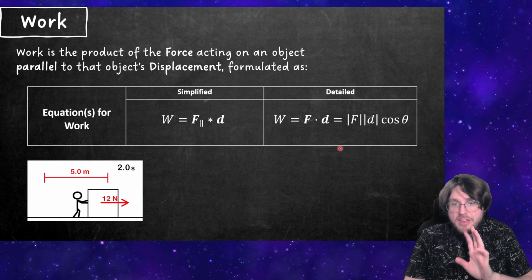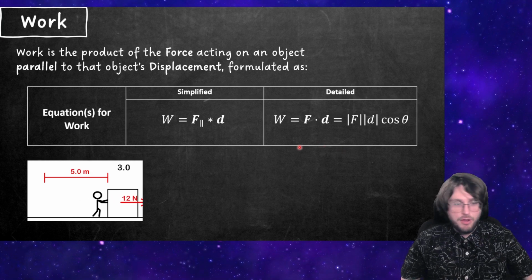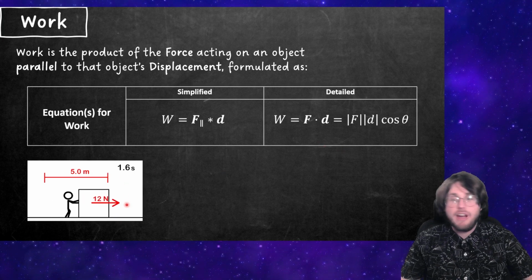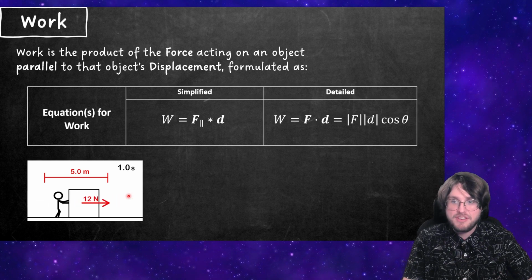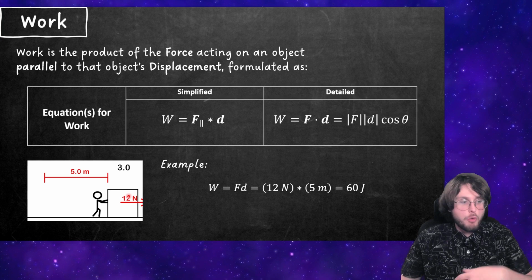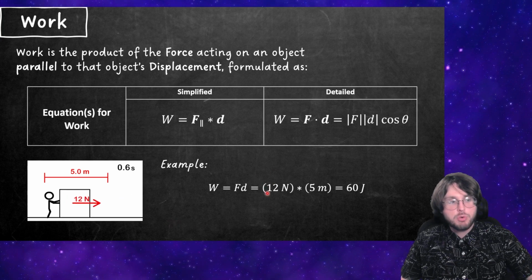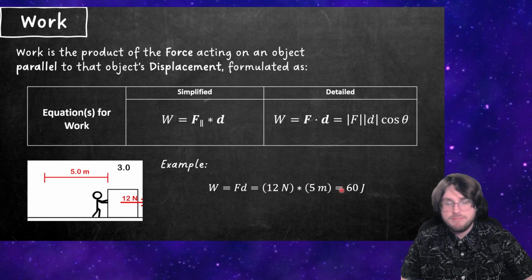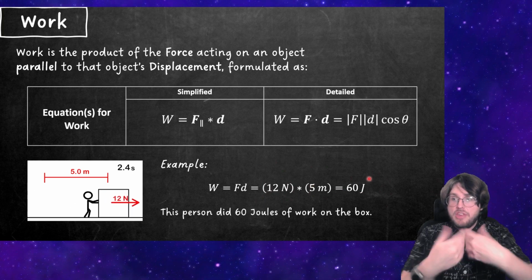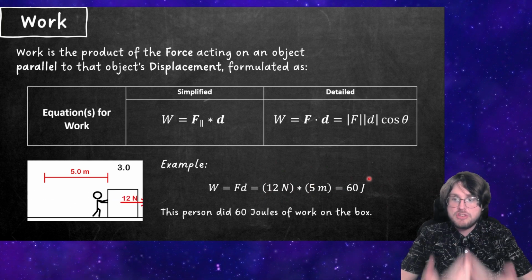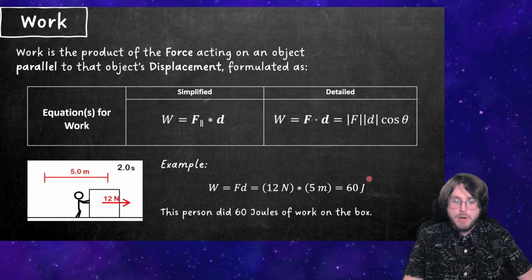So just as a basic example, say you have a fellow that's pushing a box over a 5-meter distance, and they're applying 12 newtons of force constantly through that distance. Well, the work that they would apply would be 12 newtons times that distance of 5 meters, or about 60 joules worth of energy. So we would say as a statement that this person did 60 joules worth of work on this box.